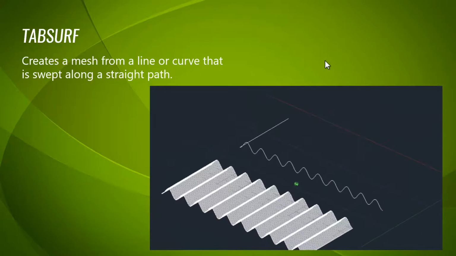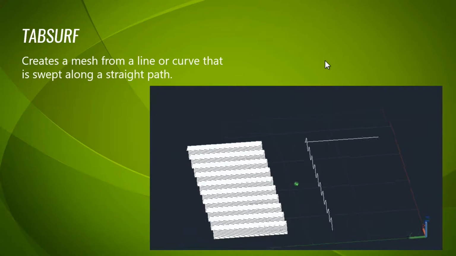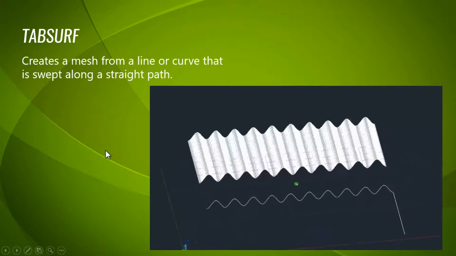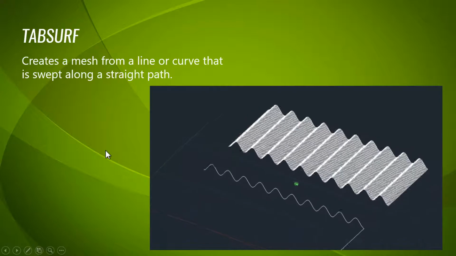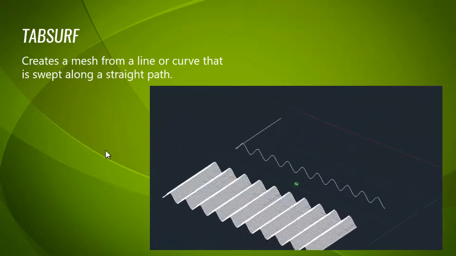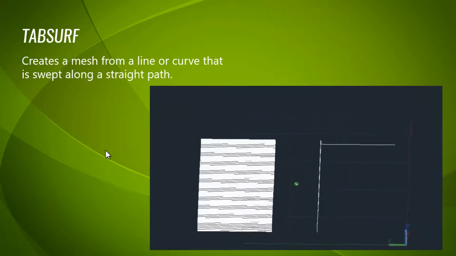TABSURF. TABSURF creates a mesh from a line or a curve that is swept along a straight path. So that means you must have a path to show and an object to sweep through the path. So you can get your surface according to that. Now let's see this option in the software.